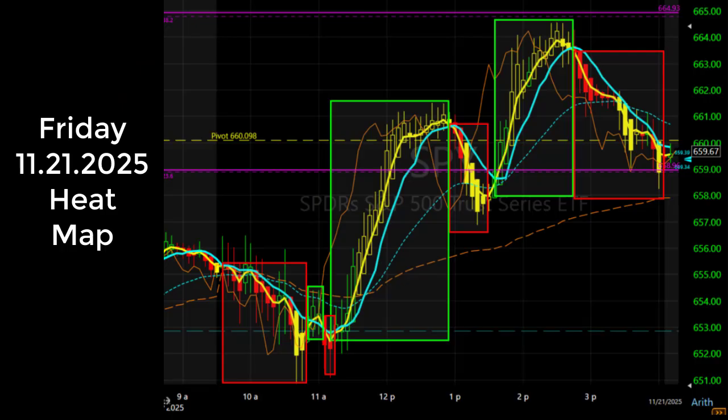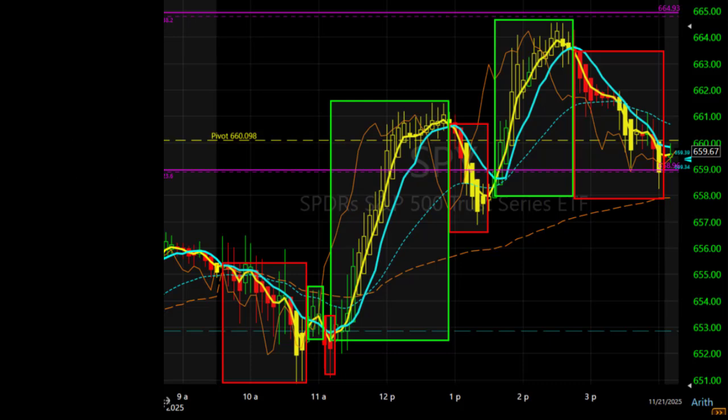So this is the heat map for Friday. You can see overall a push up, but also an overhead resistance at that Fibonacci line that's drawn clearly on the charts there. So again, hope this information's been helpful for you this week.